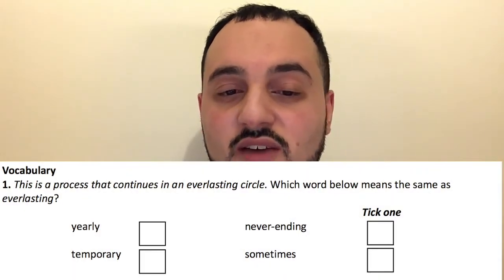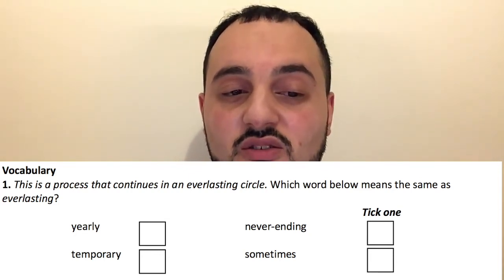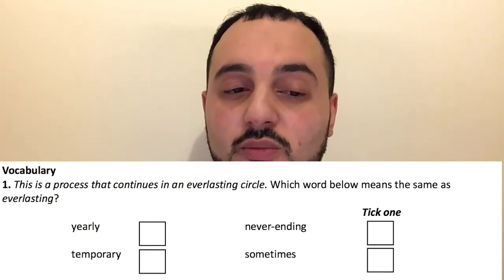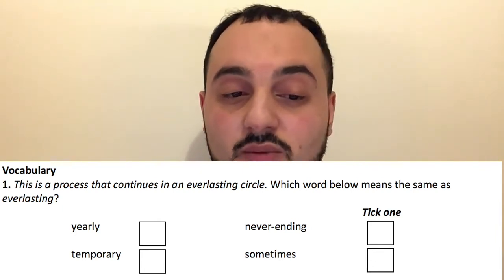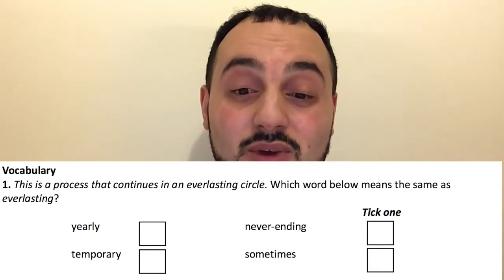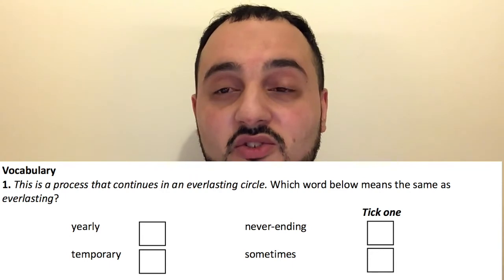Okay, so now we're going to go through the text and figure out how to achieve full marks for each answer. So, vocabulary. Question 1. This is a process that continues in an everlasting circle. Which word below means the same as everlasting? So we've got yearly, never-ending, temporary, or sometimes. The only one this can be is never-ending. Never-ending is the one that means the same thing as everlasting, means something that lasts forever.